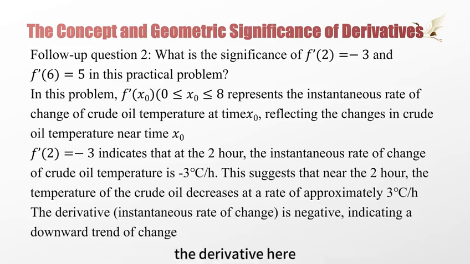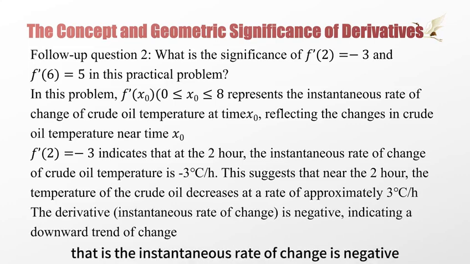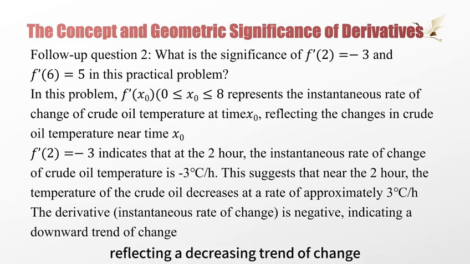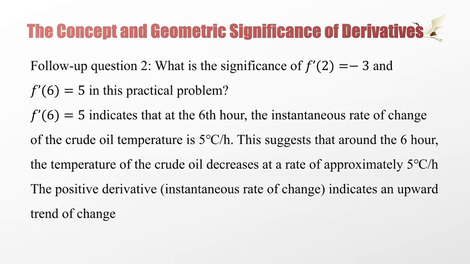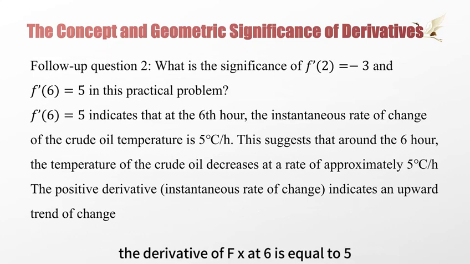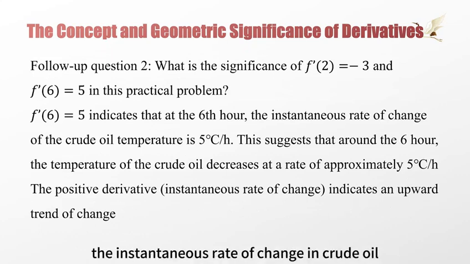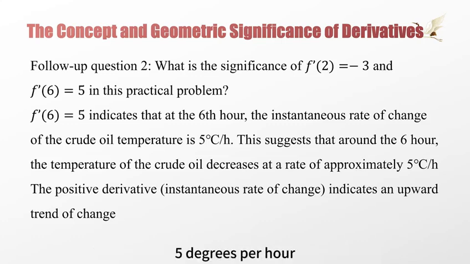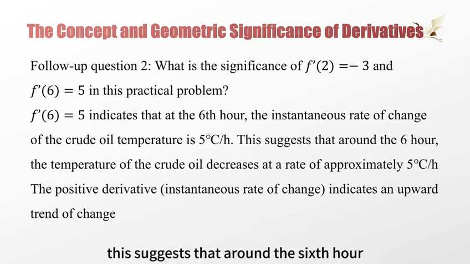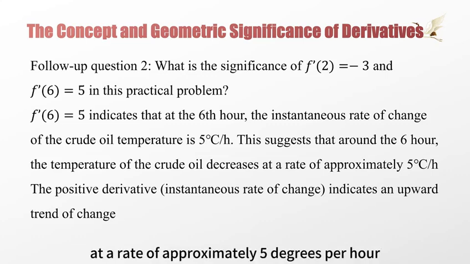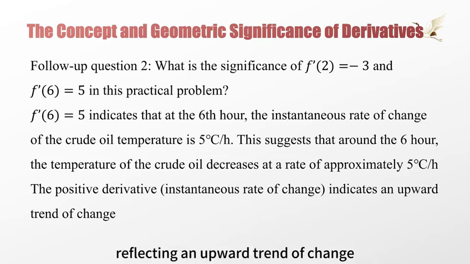The derivative here, that is, the instantaneous rate of change, is negative, reflecting a decreasing trend of change. The derivative of f(x) at 6 is equal to 5, indicating that at the 6th hour, the instantaneous rate of change in crude oil temperature is 5 degrees per hour. This suggests that around the 6th hour, the crude oil temperature is rising at a rate of approximately 5 degrees per hour. Here, the derivative or instantaneous rate of change is positive, reflecting an upward trend of change.